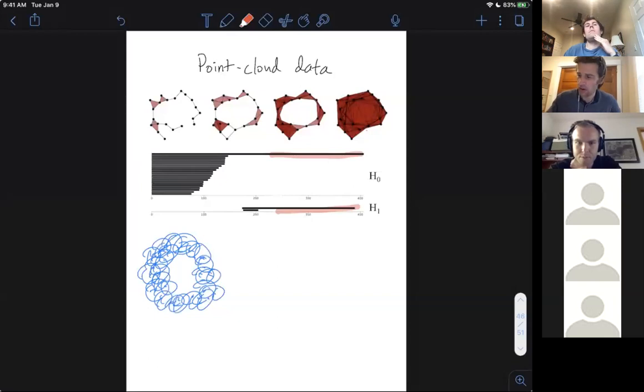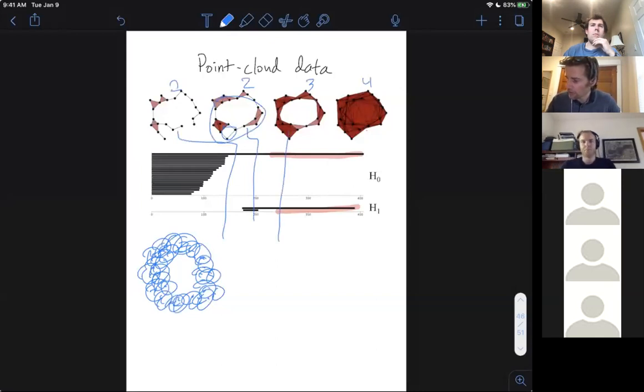So as I grow the balls, I get these increasing pictures, 1, 2, 3, and 4. 1 is maybe this time where everything's connected, but there's not a one-dimensional hole yet. 2 is at this time where we have two one-dimensional holes, a small one and a large one. 3 now is connected with a one-dimensional hole, and then 4 is connected but the hole is filled in. So this is a common way of attacking point cloud data from the perspective of persistent homology.